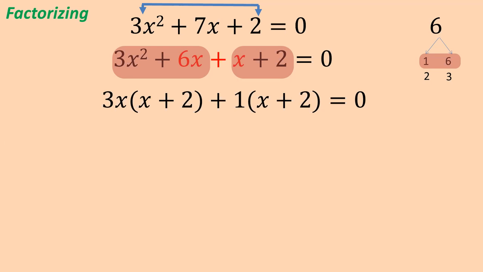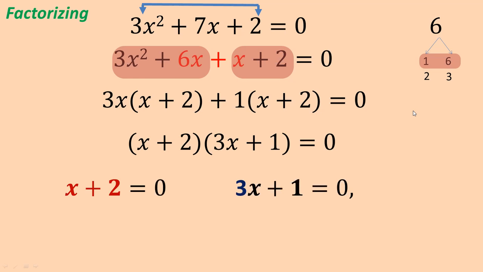And from the second pair, there's no common, so we will take plus 1 as a common factor. The same quantity will come in the bracket, x plus 2. Now you can see in both brackets, the quantities are common. That means we are moving in the right direction. So this common quantity we're going to write one time, that is x plus 2. What about the other quantity, 3x plus 1? So is equal to 0. Now here, x plus 2 is equal to 0 and 3x plus 1 is equal to 0.